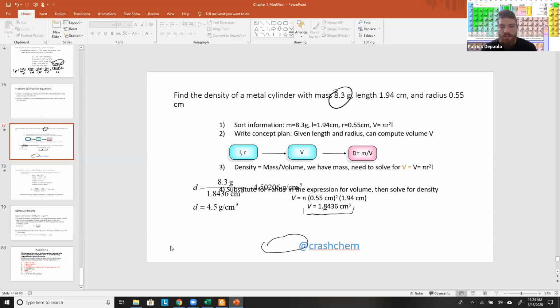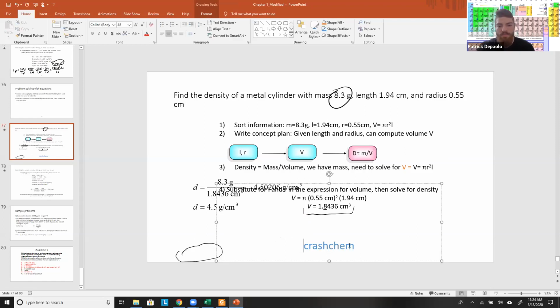What's the @? Oh, it's for Instagram, the Instagram handle. So any other questions? Or you can just go on Instagram and search Crash Chem. You'll still get to the same place. Or go on Google and search it.